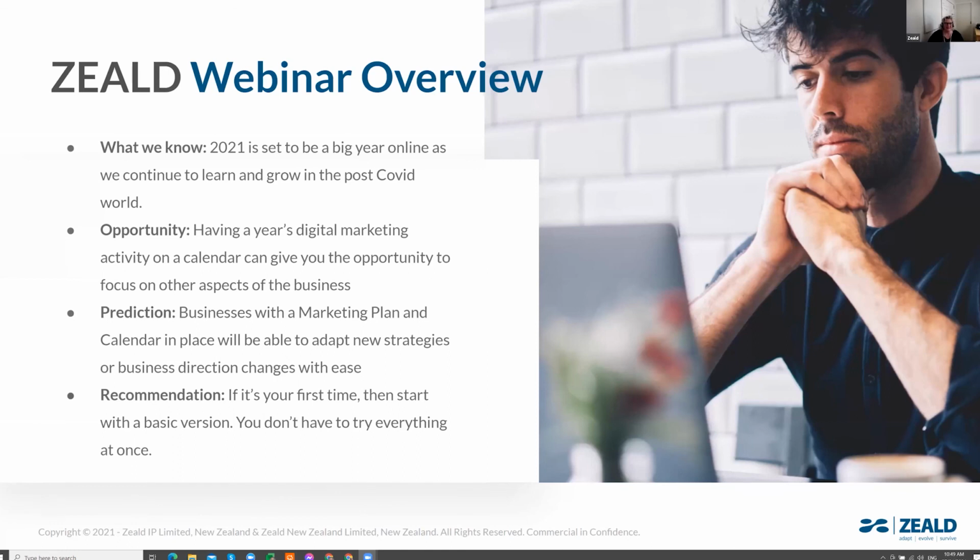Brilliant. Thank you both. And I think that brings us to the end of our webinar, but just as an overview, what we know is that 2021 is set to be a big year online as we continue to learn and grow in the post-COVID world. There is an opportunity of having a year's digital marketing activity on a calendar that can give you the opportunity to focus on other aspects of your business. And our prediction is that businesses with a marketing plan and calendar in place will be able to adapt to new strategies and change business directions as they need. Especially in today's environment where COVID might come and go, we need to be able to adapt. So having this planned out will enable you to adapt better.